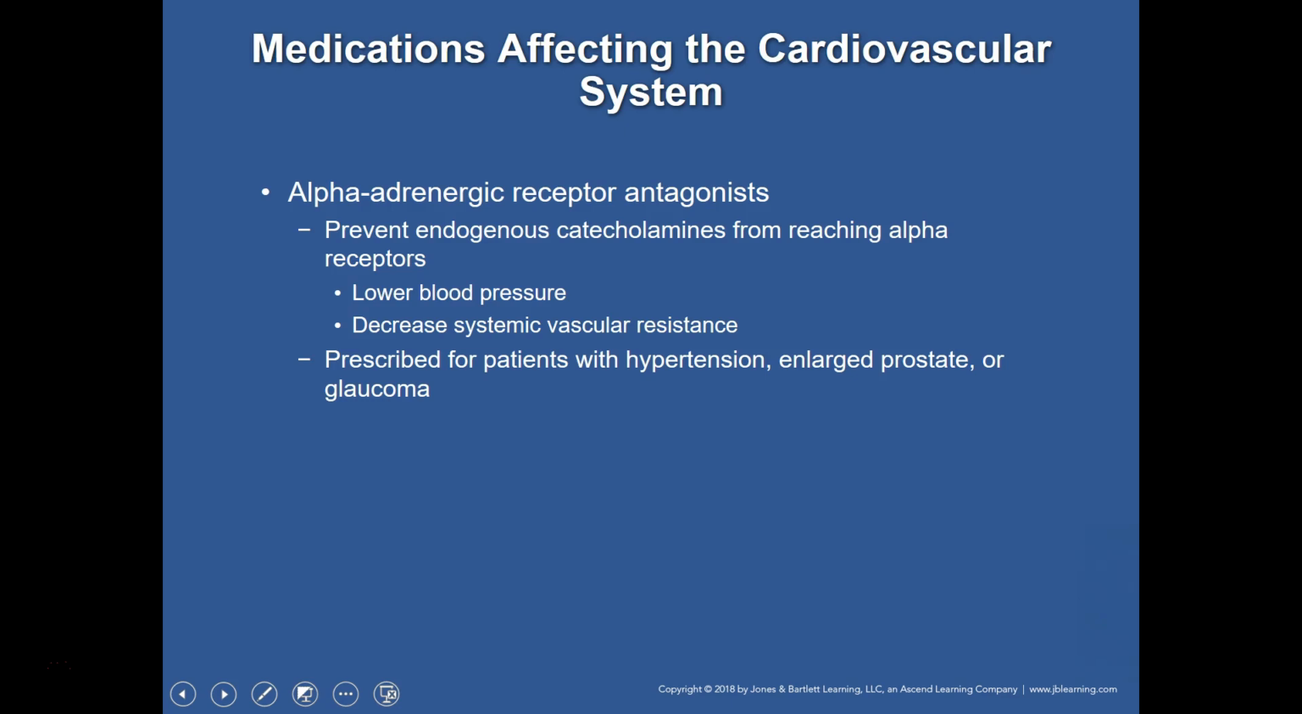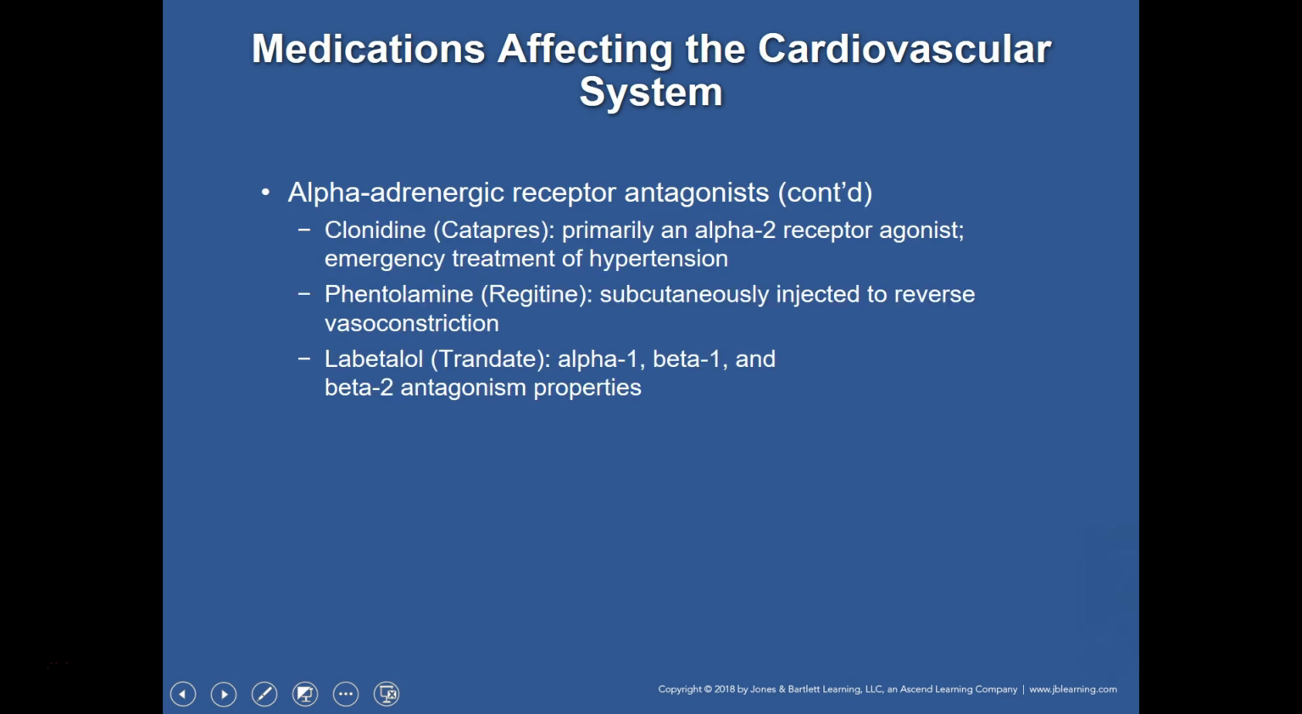Alpha adrenergic receptor antagonists prevent endogenous catecholamines from reaching alpha receptors, and they do this in order to lower the blood pressure. They decrease systemic vascular resistance. They're for patients with hypertension, enlarged prostate, or glaucoma. Of those, we have clonidine, or Catapres. It is an alpha-2 receptor agonist.